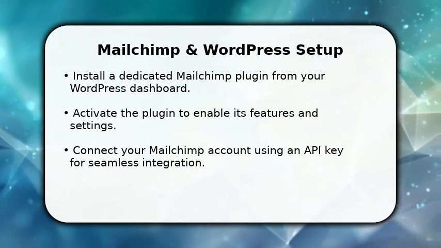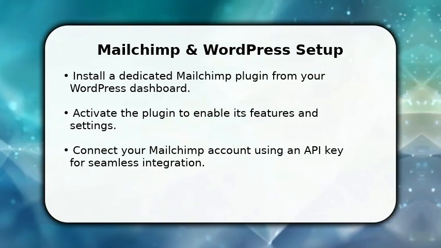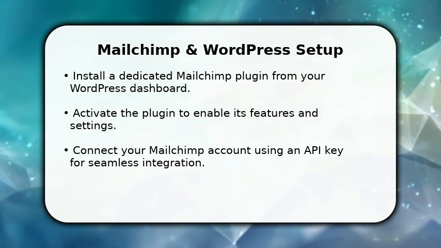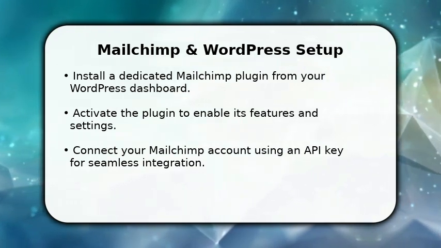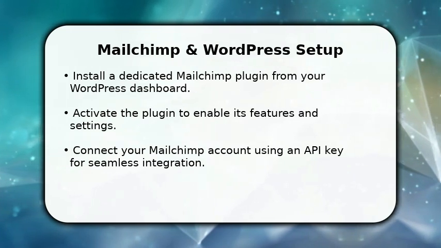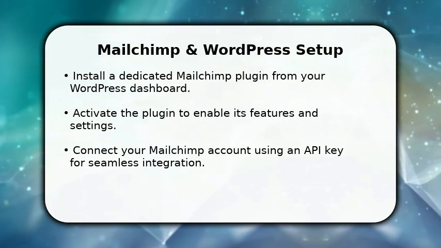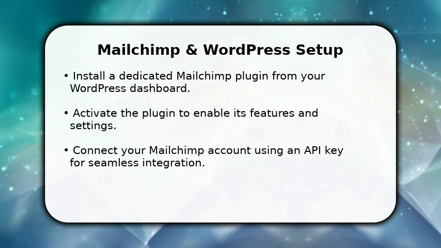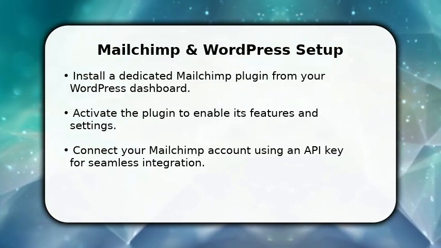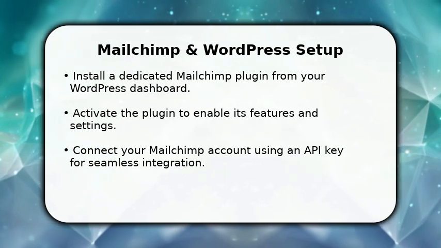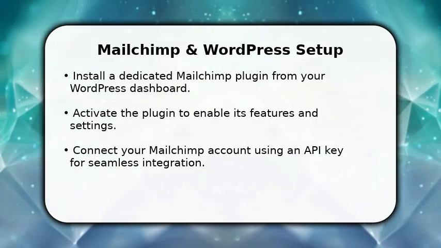First, navigate to your WordPress dashboard and install a Mailchimp integration plugin. After installation, activate the plugin to unlock its full functionality and settings. This initial step is crucial for bridging your website with your email marketing platform, setting the foundation for subscriber growth and engagement. It's a straightforward process that takes only a few moments to complete.